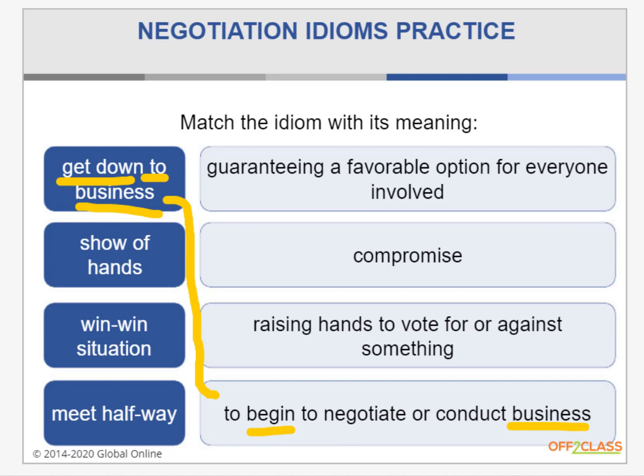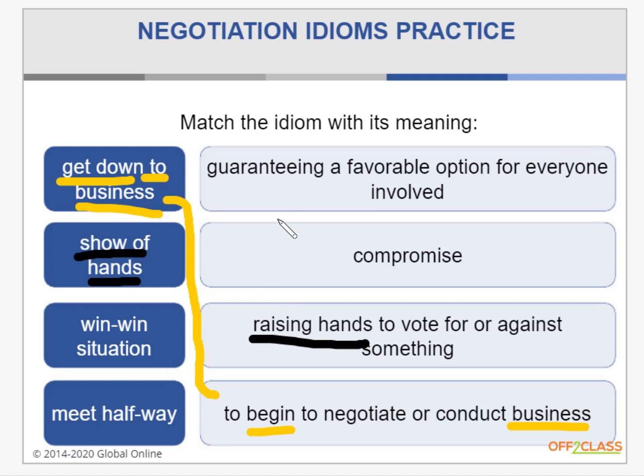How about show of hands? What does that one mean? Show of hands does not mean guaranteeing a favorable option. How about a compromise or raising hands to vote for or against something? So you might be able to derive the fact that because we're raising hands, that might be a show of hands, because raising hands, we're showing something. A show of hands is another way of saying everyone raise your hands. Now, sometimes you don't actually have to raise your hands. It can just be speaking up. So if you're doing something online, for example, you would say show of hands and people would comment on the post. How about win-win situation?